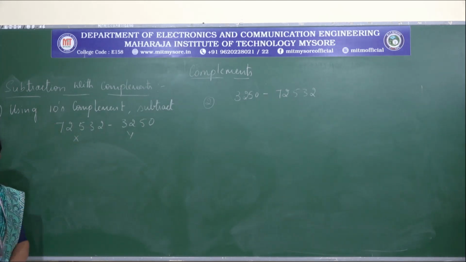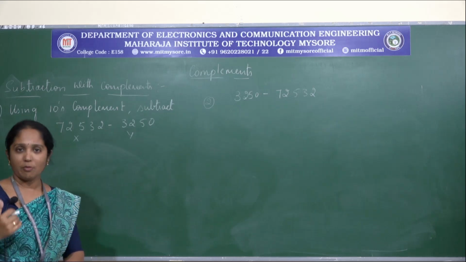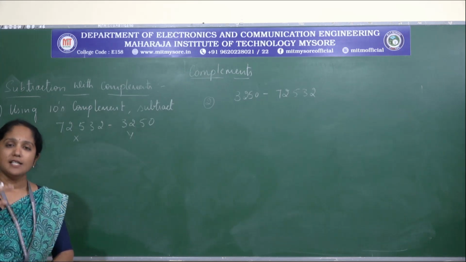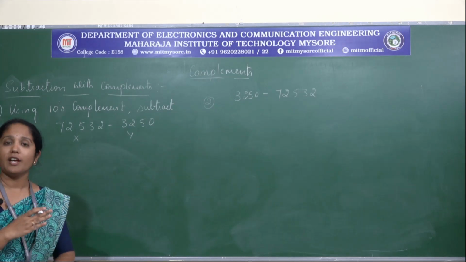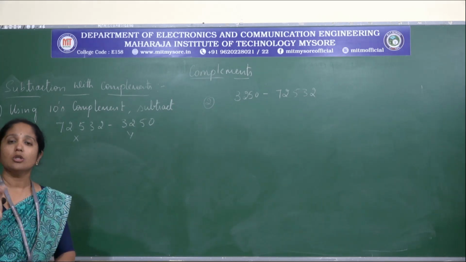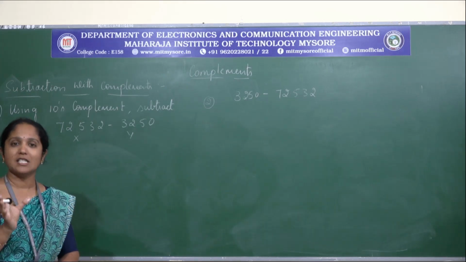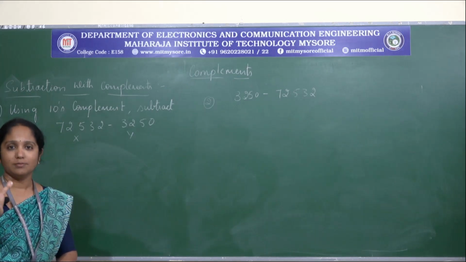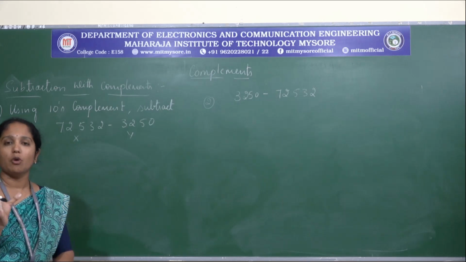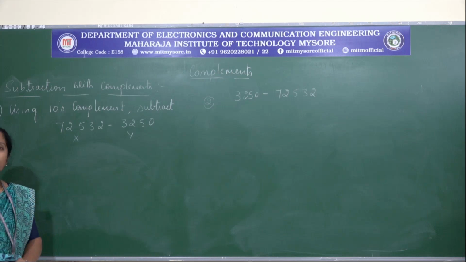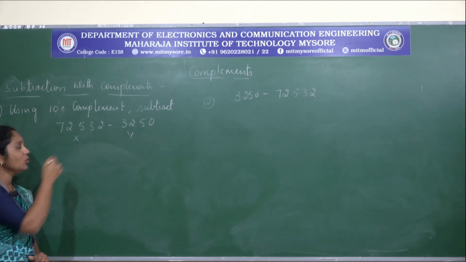So what is the procedure? In order to perform the subtraction using 10's complement, we need to take the 10's complement of the second operand and add it to the first operand. Then we need to discard the carry, which we will see later. If you consider the sum, only the digits we have in the sum output we need to consider. That is going to give you the difference between these two numbers.